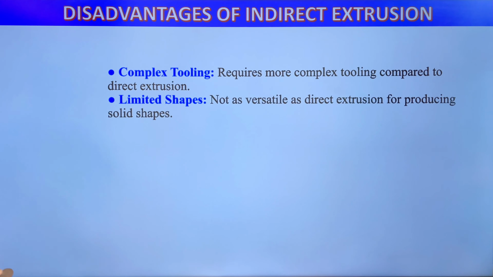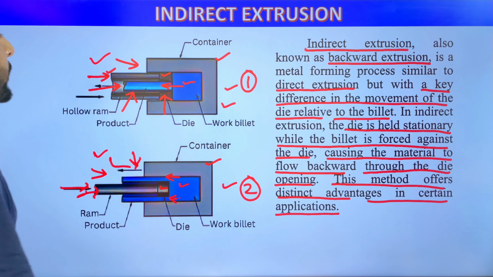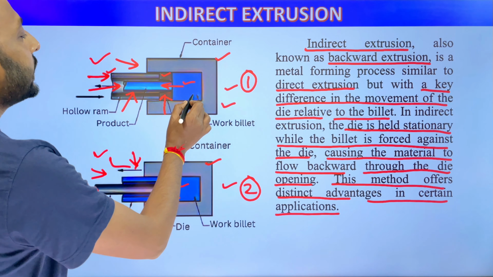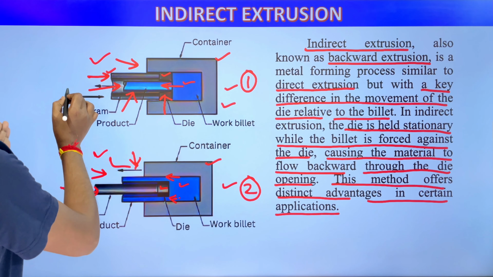Let's now see the disadvantages of the indirect extrusion process. First disadvantage is complex tooling. It requires more complex tooling compared to the direct extrusion process. Here we have seen that the arrangement of the indirect extrusion process is more difficult than the direct extrusion process, because the material is coming out through this side, opposite to the application of force. That's why it is called indirect or backward extrusion process.